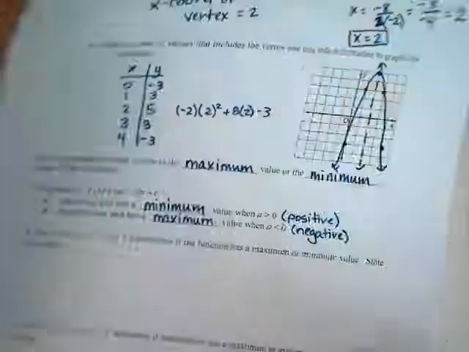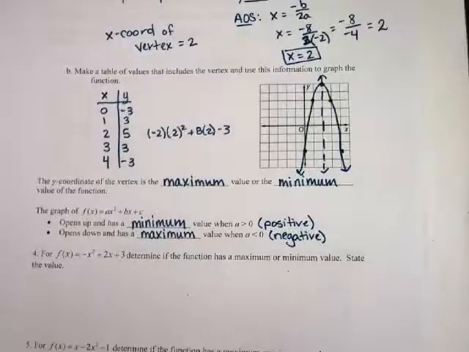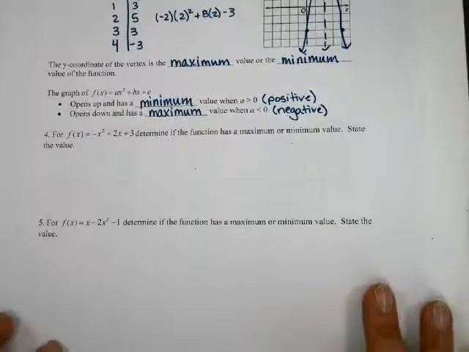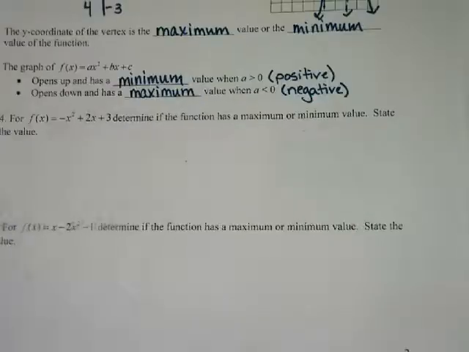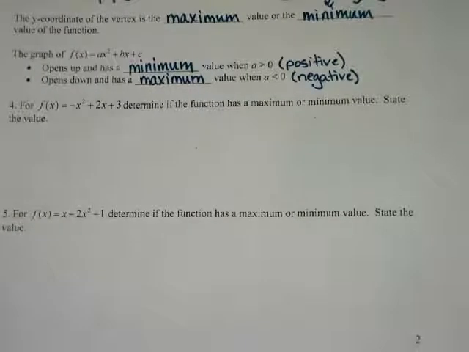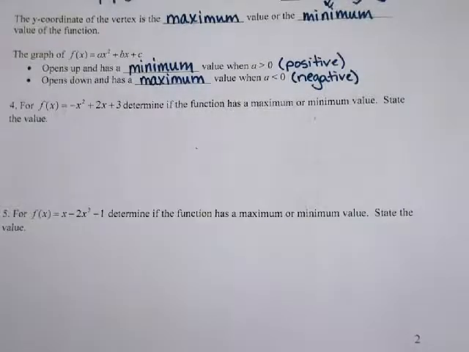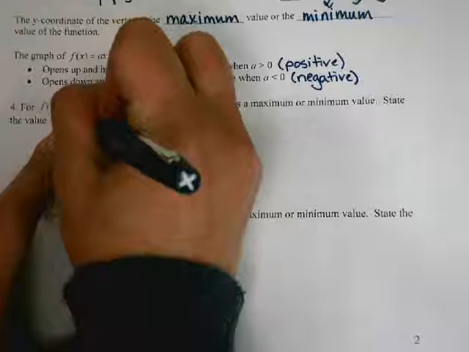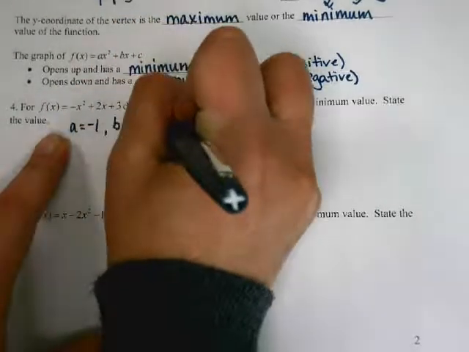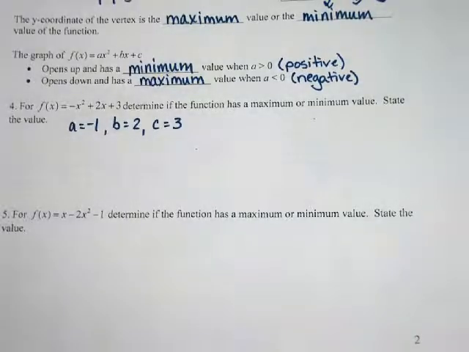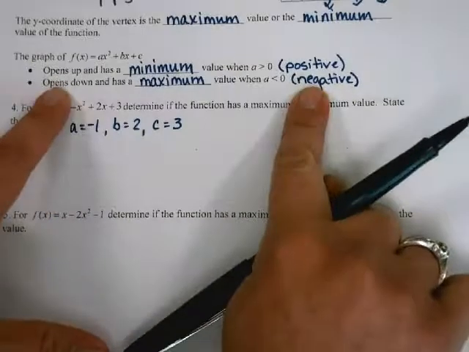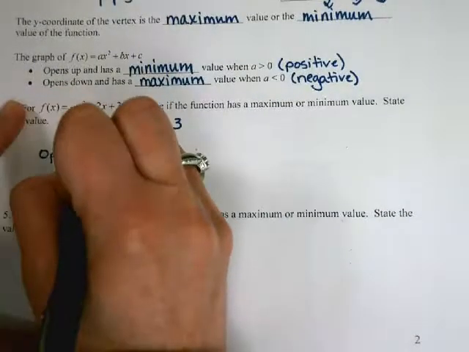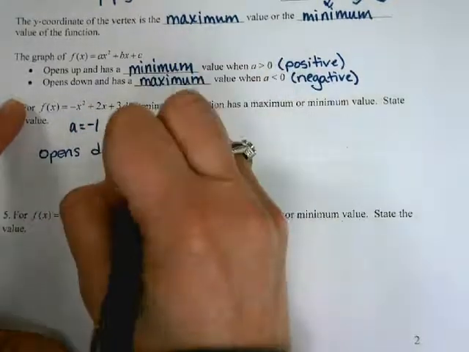All right. So based upon that information, number 4 there says, for f of x equals negative x squared plus 2x plus 3, determine if the function has a maximum or a minimum value and state that value. Okay, so let's look at it. My a is negative 1, my b is 2, and my c is 3. When a is negative, it opens down, so this guy opens down and has a maximum value.